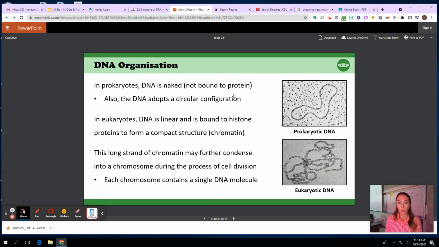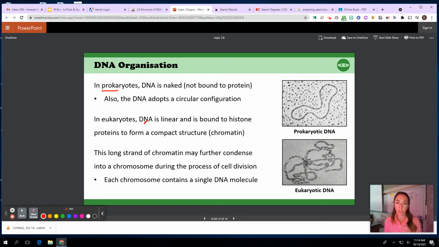All right. So how it's organized, right? How it's put together. This is our last slide here. So prokaryotes and eukaryotes, we've already talked about this. Now we're making a little bit more sense. In my prokaryotic, the DNA is naked. It's not bound to any proteins, right? It kind of makes this circular formation. Remember that there is no nucleus around it to protect it, kind of free floating through the cytoplasm.